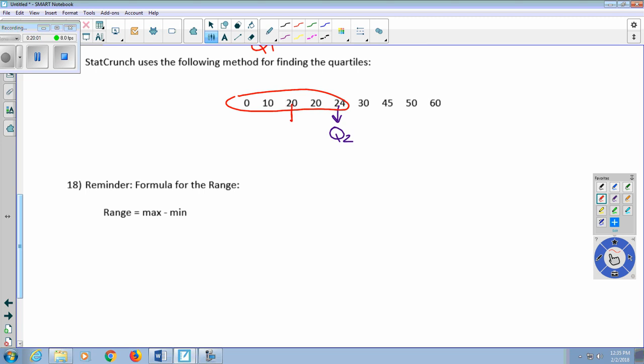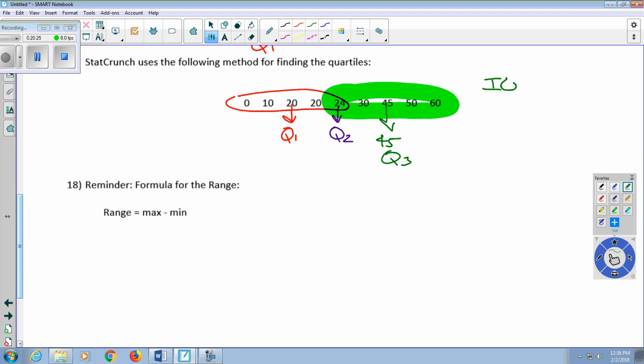So in this data set, it takes the median and uses it. And so we're going to find the middle value, which is 20. And then to find Q3, it's going to use the median again, and so the middle value will be this 45. So this is Q3. So the IQR, if StatCrunch were to calculate this, would be Q3 minus Q1, which is equal to 45 minus 20, and it's equal to 25.